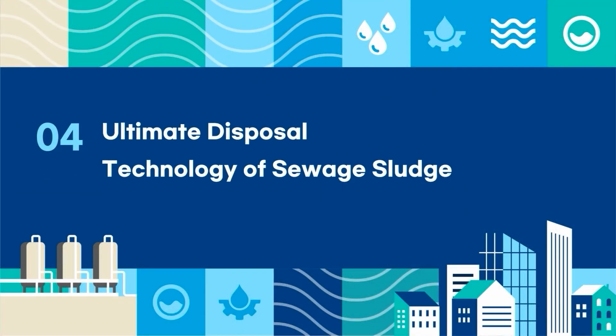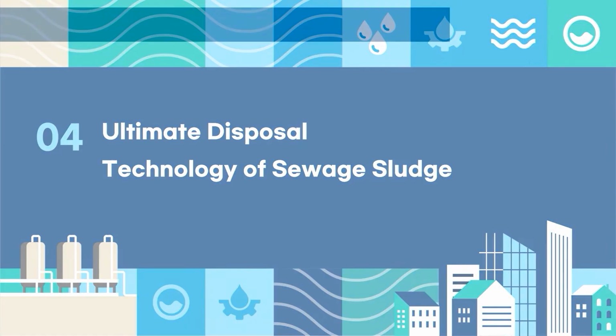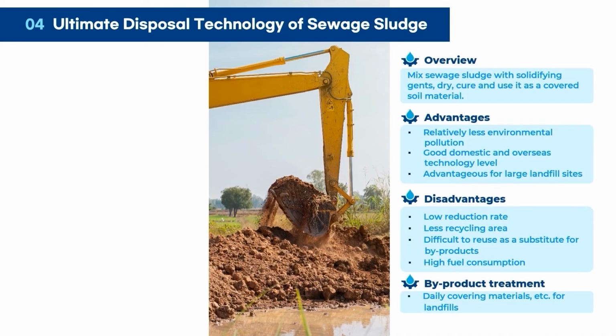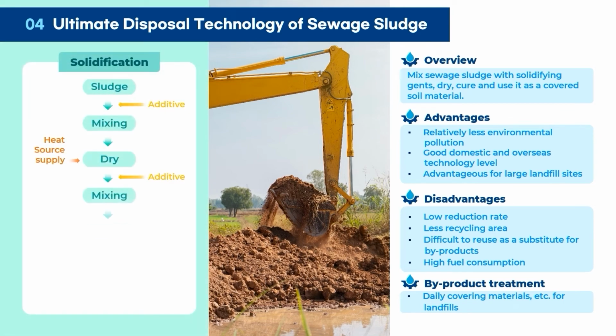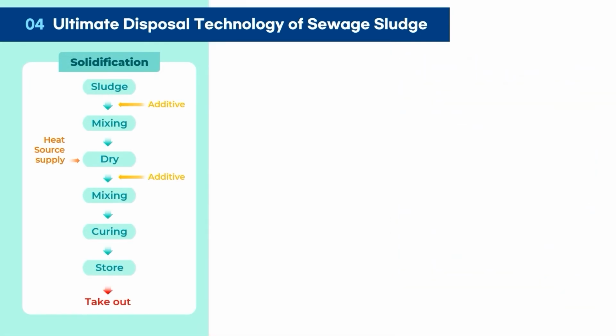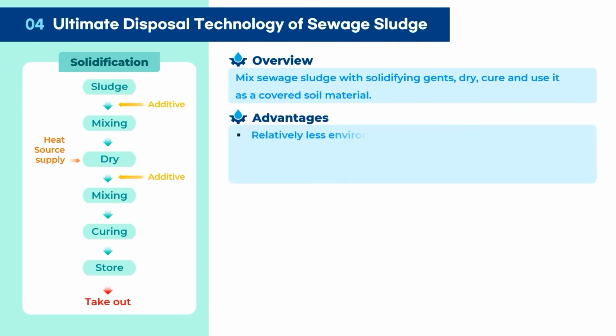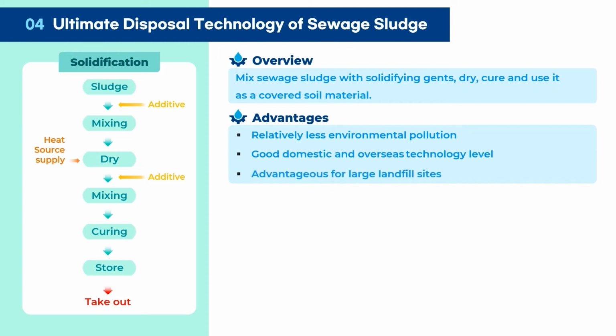Ultimate disposal technology of sewage sludge. Now I'll explain final disposal of wastewater sludge in a bit more detail. First, there's solidification treatment. Dewatered cake is combined with a solidification agent, a component of cement, then dry cured, and usually used as a covering material for landfills. This causes little environmental pollution and is advantageous for areas with large-scale landfills.